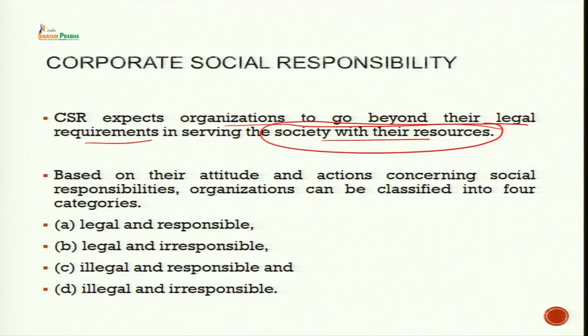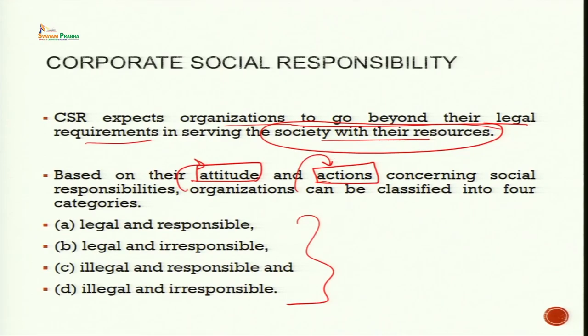Now, what happens? CSR expects organizations to go beyond their legal environment, and thus, based on their attitude and actions concerning social responsibility, organizations can be classified into four categories. So, what are we considering here? We are considering the attitude of the organization and actions done by organizations. So, how do we define it?